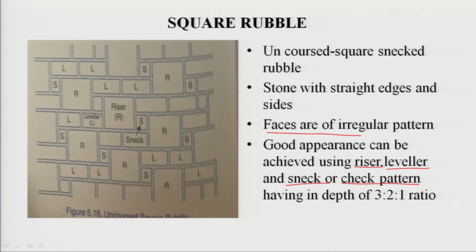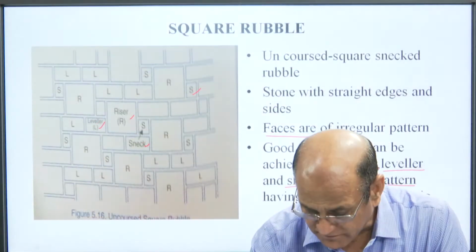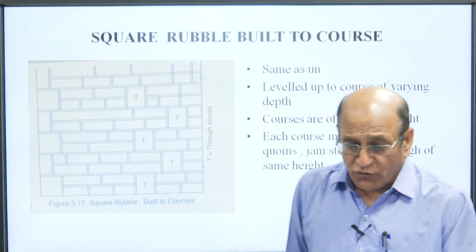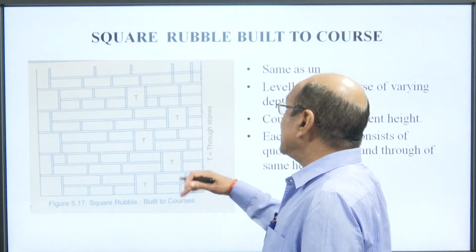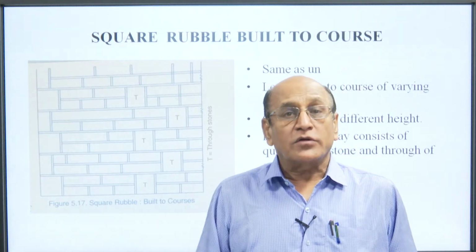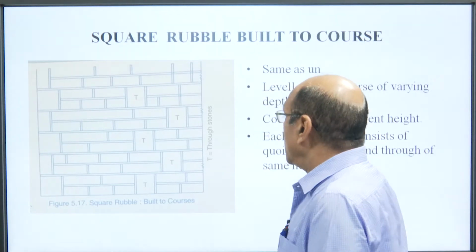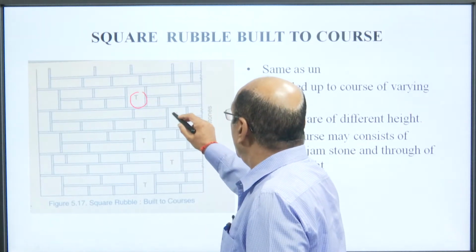We can see in the drawing, this is a riser, this is the leveler and this is the sneck, this is the header. So in this drawing we can easily see that the appearance is slightly better than the previous one. So, it is square rubble. Now, square rubble built to course. We can see here a slightly better-looking masonry. This is a T, meaning through stones.